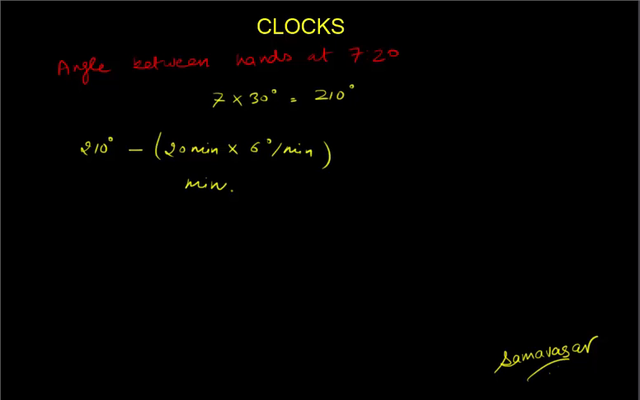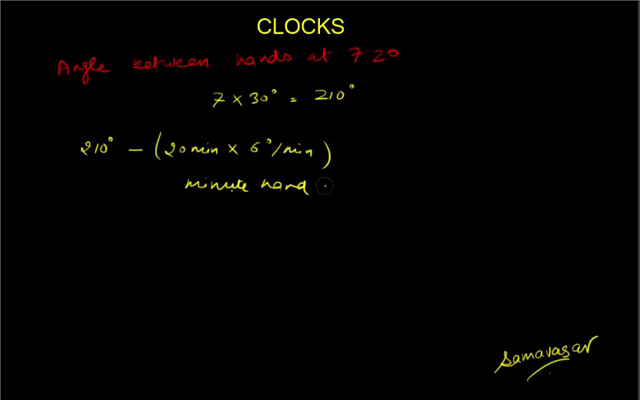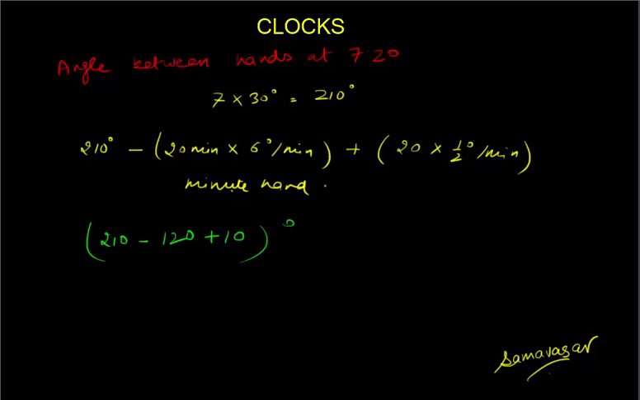This is the minute hand. What is happening to the hour hand in the meanwhile? Just look at the hour hand. Obviously, when the minute hand is trying to reduce the angle, the hour hand is moving in the opposite direction and increasing the angle. And how much does it increase? We add, again it is moving for 20 minutes and the speed is half a degree per minute. So when I solve this equation, I get 210 minus 120 plus 10 degrees, which is equal to 100 degrees, which is my answer.